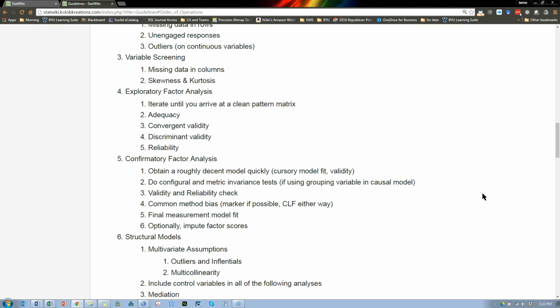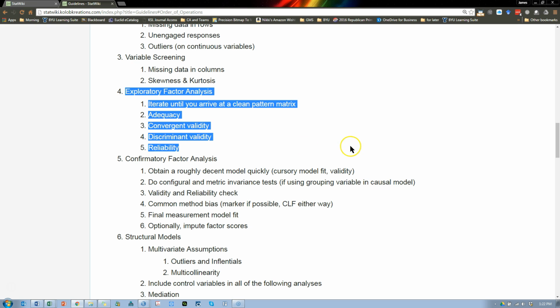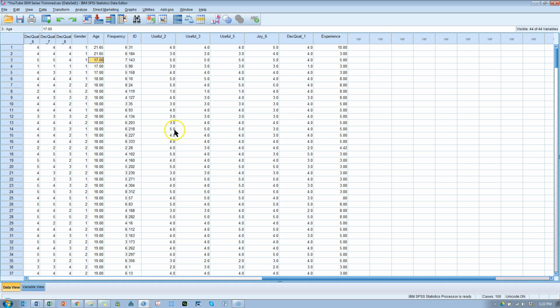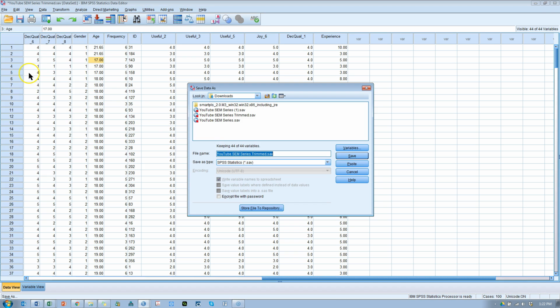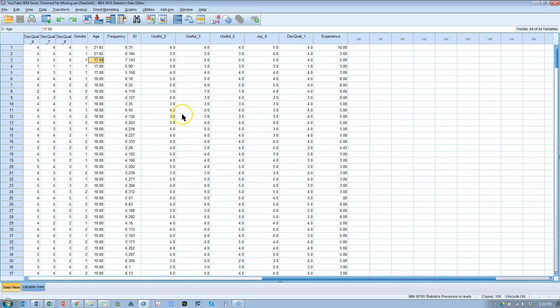All right, moving right along. Next is exploratory factor analysis. So what I would do, first things first, I would go back to the data set and save it. We've made several minor changes here and there. I'm going to save this as "trimmed and no missing." Save. So now all of our changes are recorded, and if we make a mistake somewhere, we're good to go.